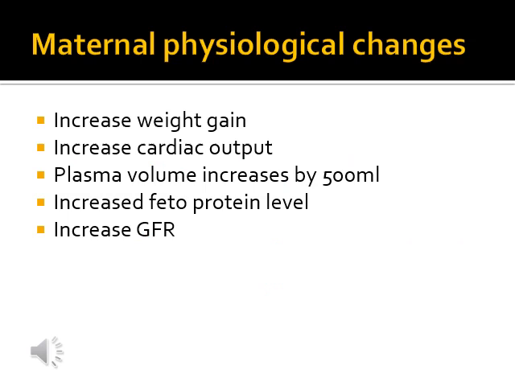What are the changes that we can see in the mother with twin pregnancy? First is increased weight gain. There will be increased cardiac output as the plasma volume will be increased by 500 ml. The fetal protein level will increase and there will also be an increased glomerular filtration rate.